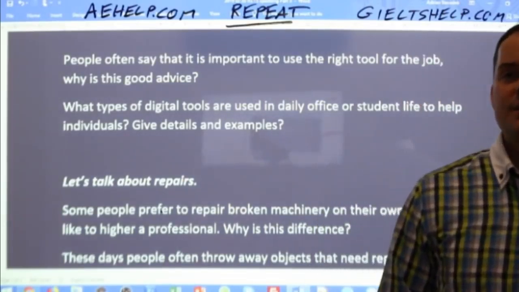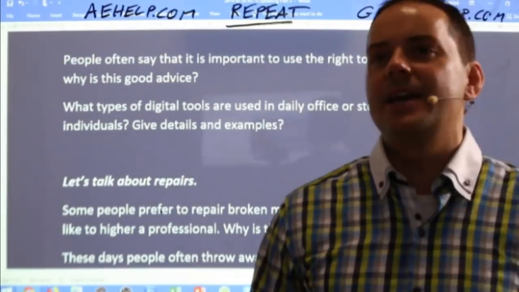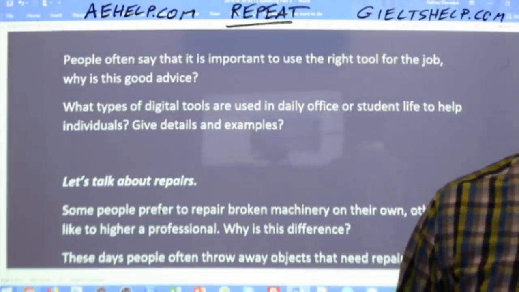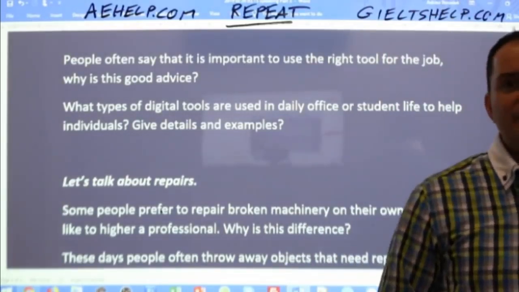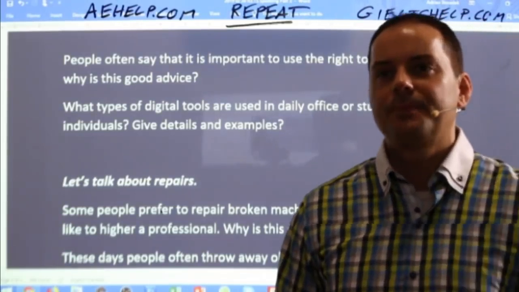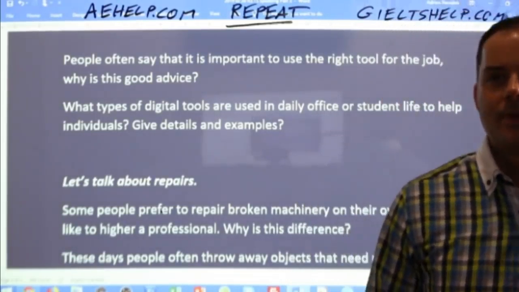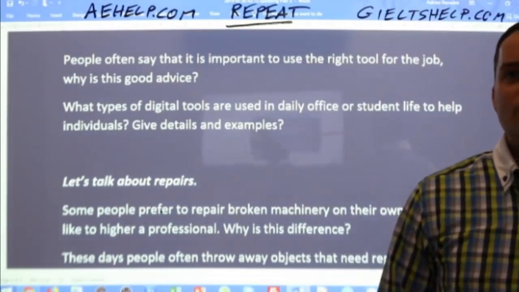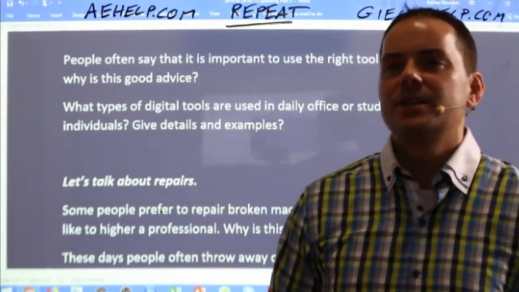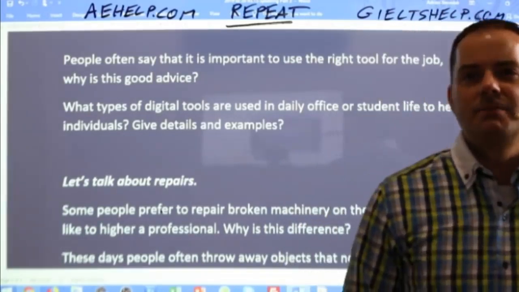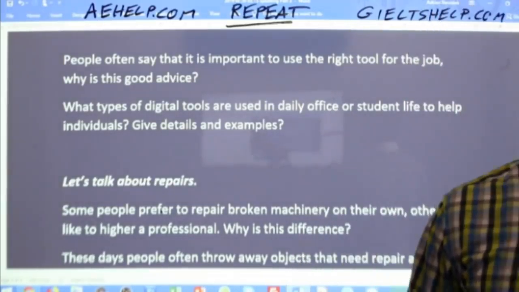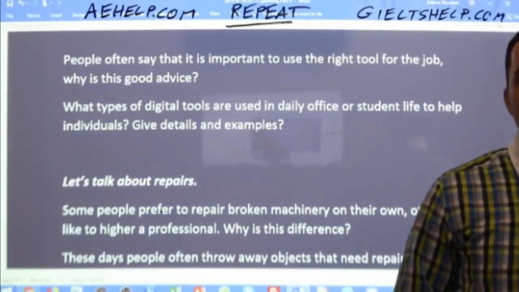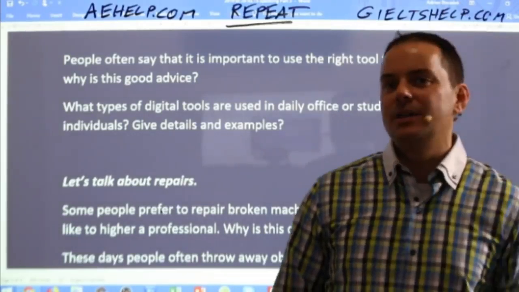So Amar Wadi says, I believe that this saying is common to make life easier than it is now. Amar, you need to explain that a little bit more. Okay? Baljit says, well, people believe this because the right tools can make work efficient and easy. All right, Baljit, it's a good start, but can you explain that? And can you give me an example?